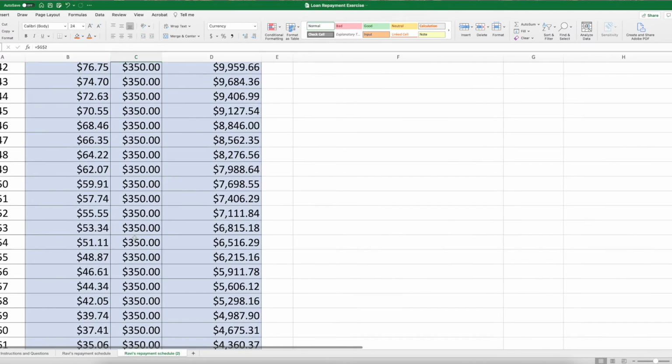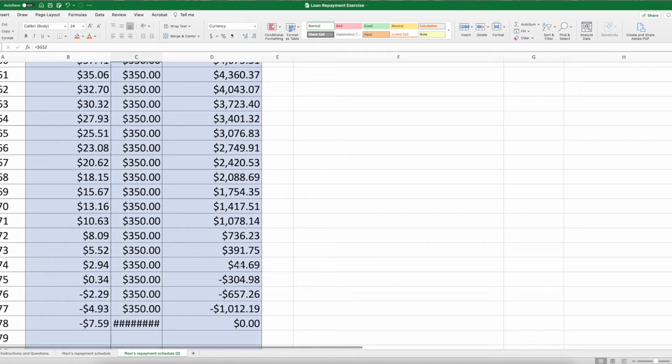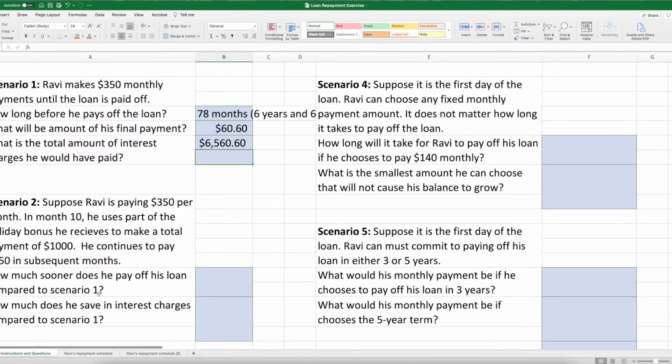But let's see when his loan balance reaches 0. So if we look down, it seems that the last month when his loan balance was positive was month 74. Okay, so his loan balance would reach 0 in month 75. Okay, so we can enter that answer.